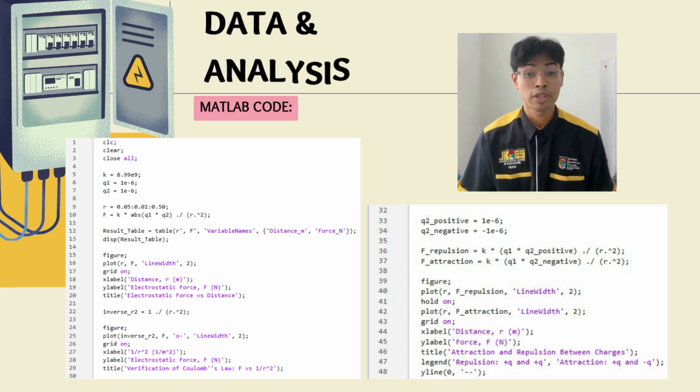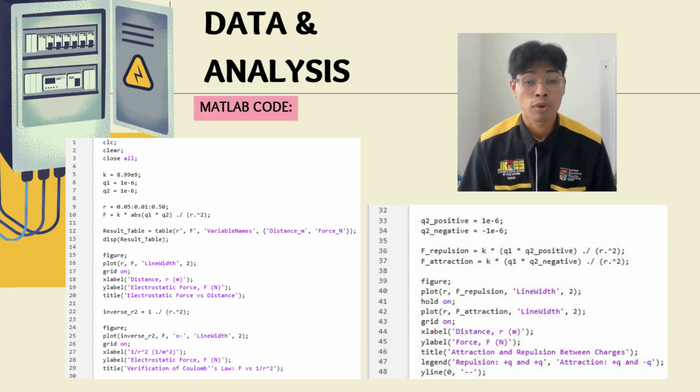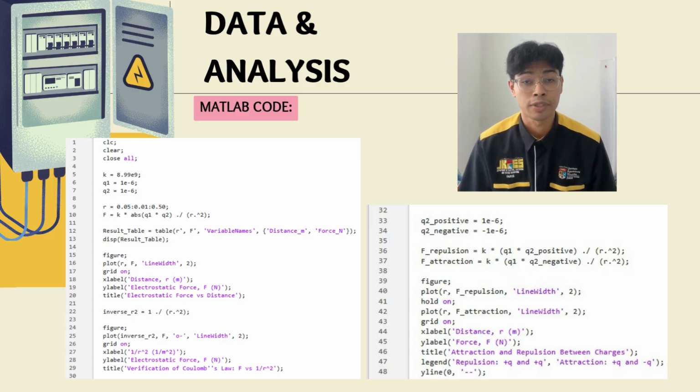Now I will explain the code that we use throughout the MATLAB simulation. Lines 5 to 6 are the constants that we set, which is 1 over 4 pi mu naught. Line 9 is the distance between two charges, starting from 0.05 meter to 0.5 meter with an increment of 0.01 meter. Line 10 is Coulomb's formula.